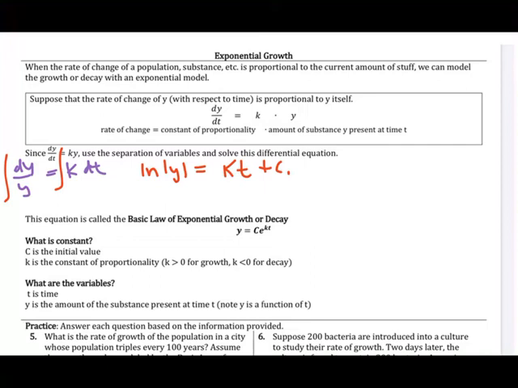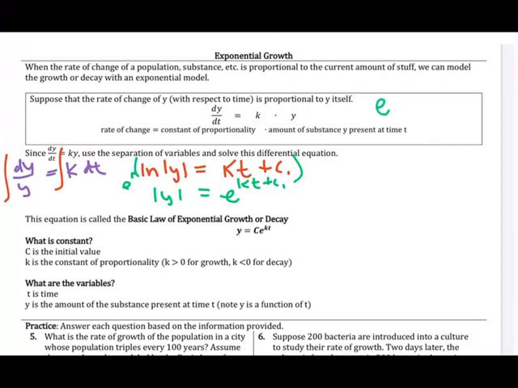Now I am going to solve for y here, which means I need to take e to the power of both sides. That's going to give me the absolute value of y. E to the natural log of the absolute value of y is just the absolute value of y, equals e to the power of kt plus c1.